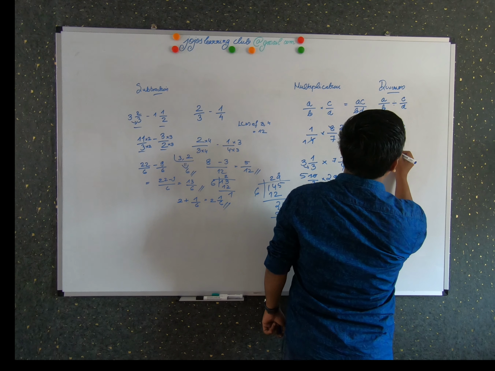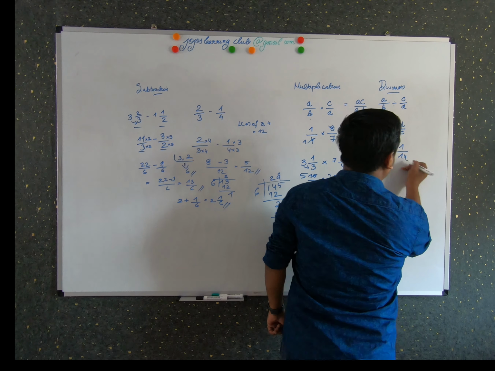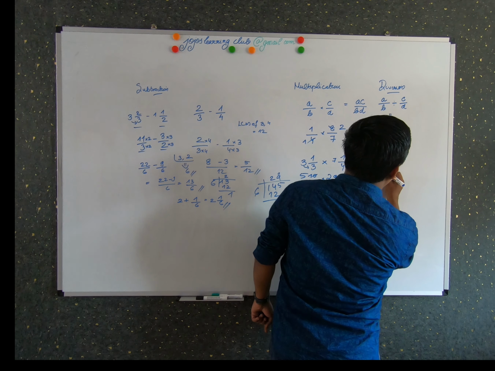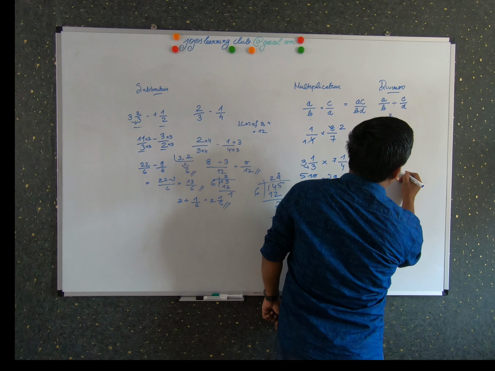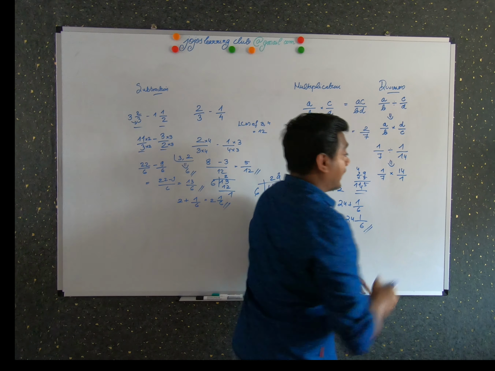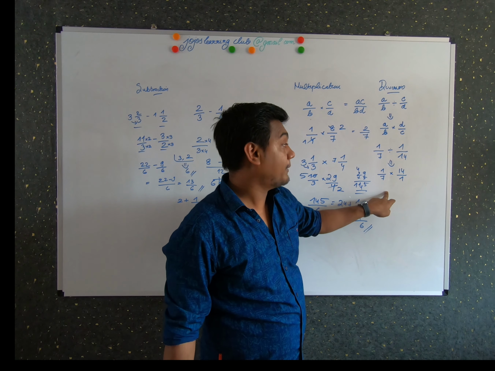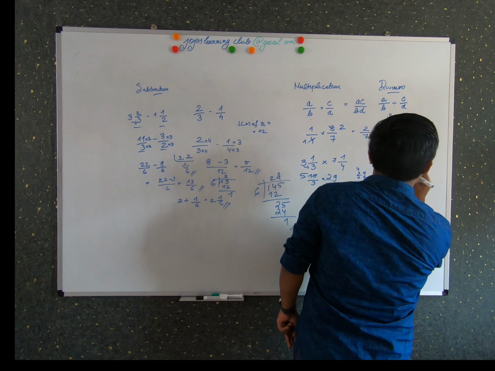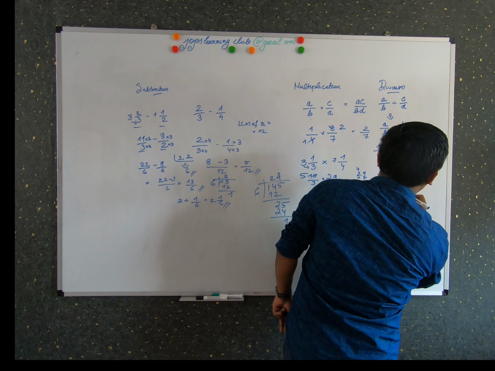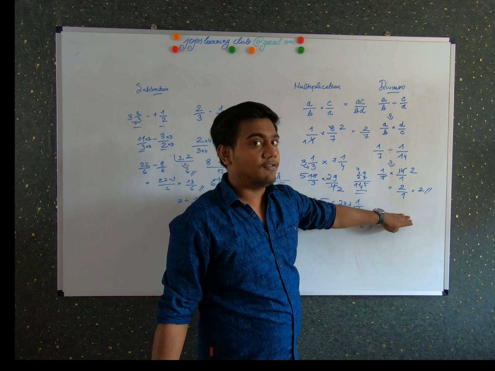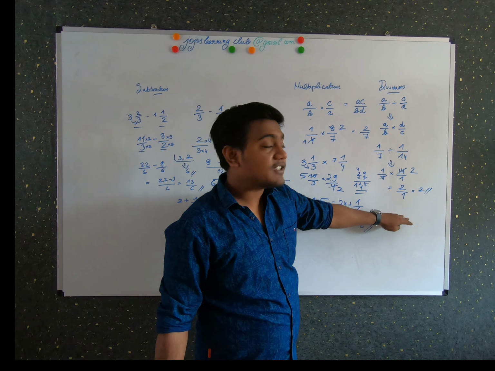1 by 7 divided by 1 by 14. Okay? So let's do it. This you can also represent as 1 by 7 times 14 by 1, and now we know that both 7 and 14 are multiples of 7, so you can just cancel it down and write it as 2 by 1 or simply 2. So this is the example for division, and this is how you perform division with fractions.